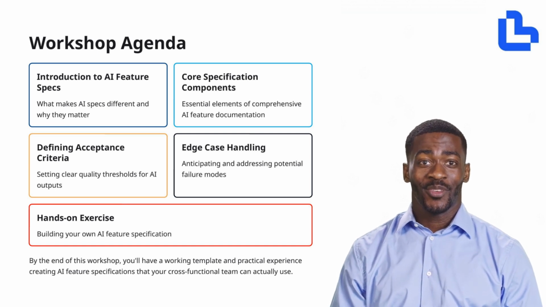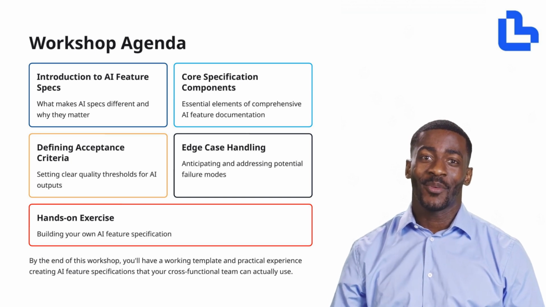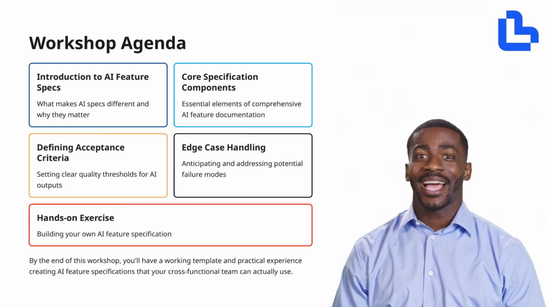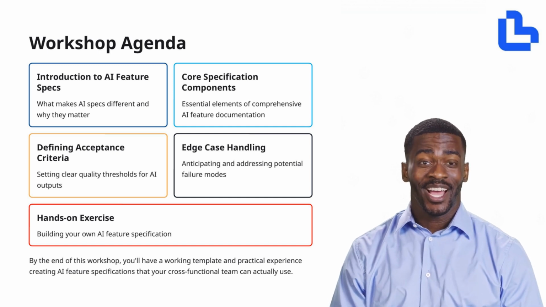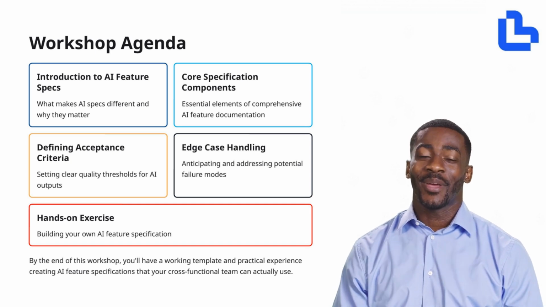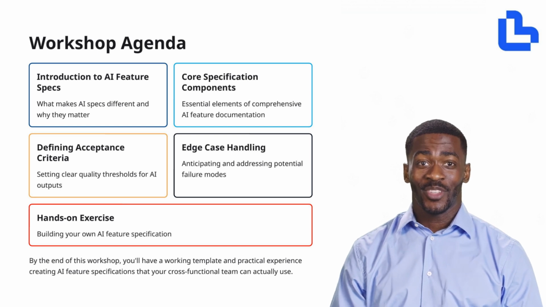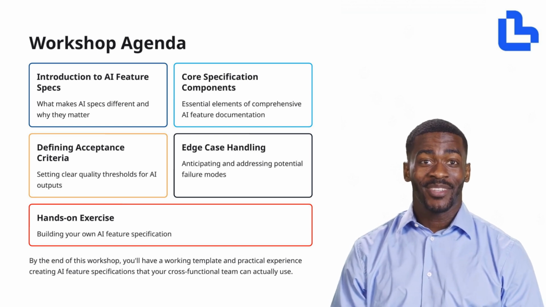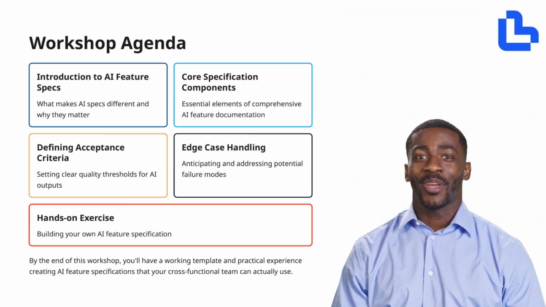We're going to walk through the full life cycle of creating a high-quality AI feature specification, starting with the fundamentals and ending with a hands-on exercise that puts everything into practice. We'll begin with an introduction to AI feature specs, where we'll explore what makes AI specifications unique compared to traditional software specs and why that distinction is so important. Then we'll move into the core specification components. These are the 5 essential building blocks that every AI feature spec should include. Think of them as your blueprint for success.